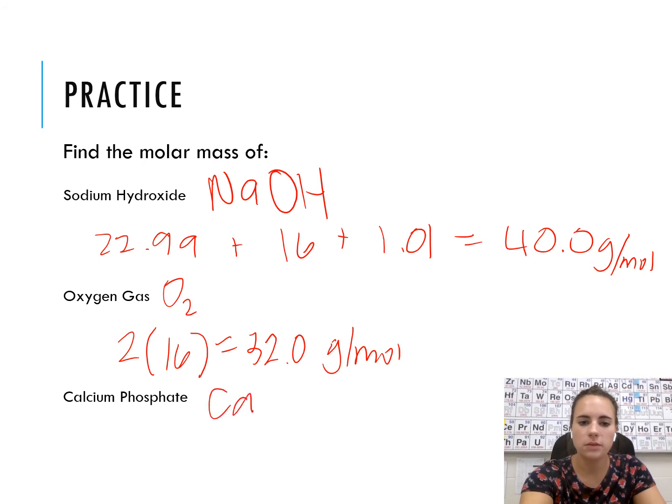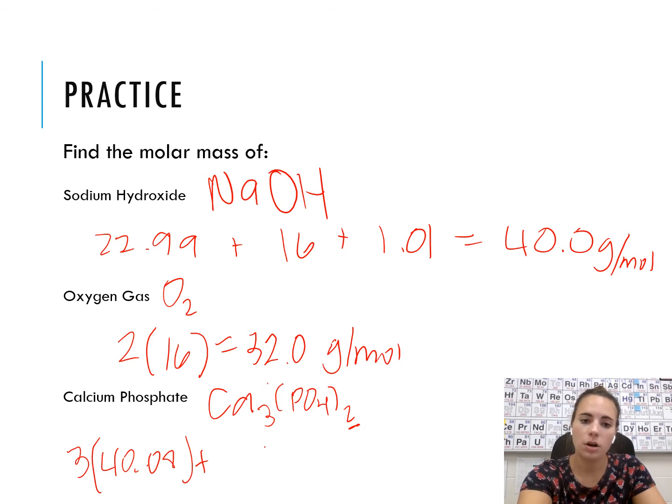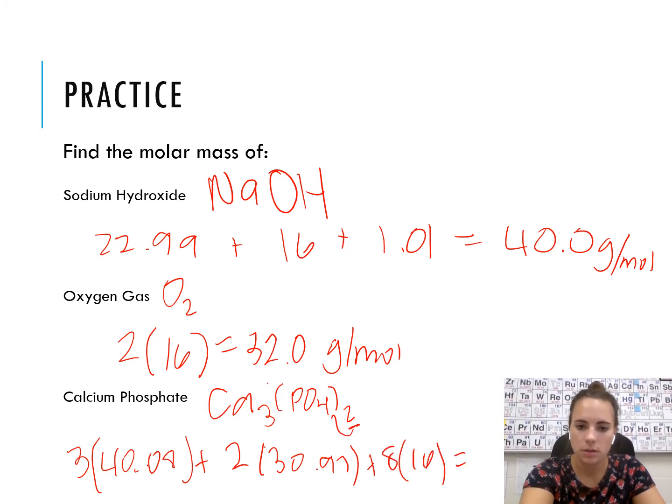Finally, calcium phosphate, Ca3(PO4)2 is going to be my formula. So I look up calcium, 3 times 40.08, plus, we've got to remember to distribute this to each part of the polyatomic ion. So there are 2 phosphoruses, 30.97, plus 8 oxygens. And we multiply that together and add it all up, we get 310.18. Sorry, I'm out of room. 310.1.